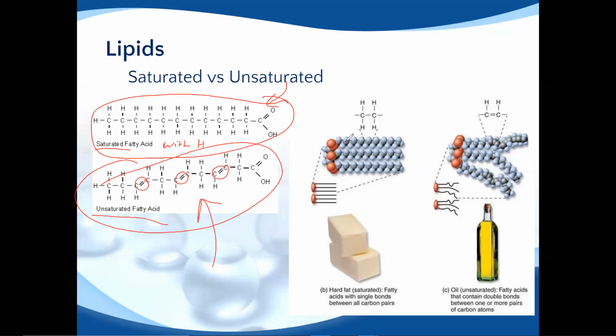And you can kind of see that over here as well. This is a saturated fat. This is an unsaturated fat. And it just looks a lot different. An easy way to tell, just looking at a sample of fat, if it's saturated or unsaturated: saturated fats tend to be solid at room temperature. Unsaturated fats tend to be liquids at room temperature. So things like olive oil and vegetable oil are going to be unsaturated, versus lard or butter, which is a saturated fat.